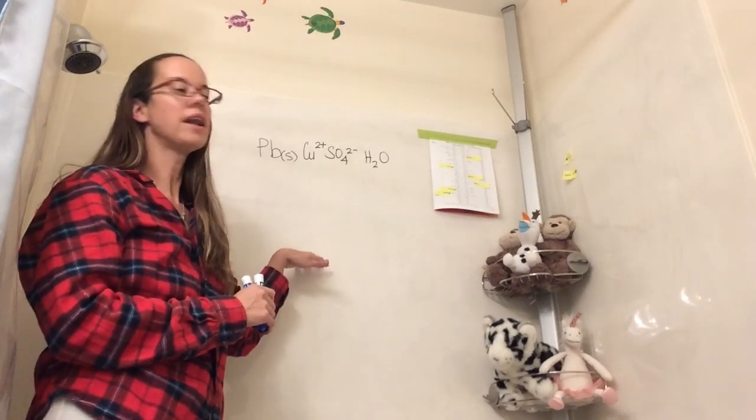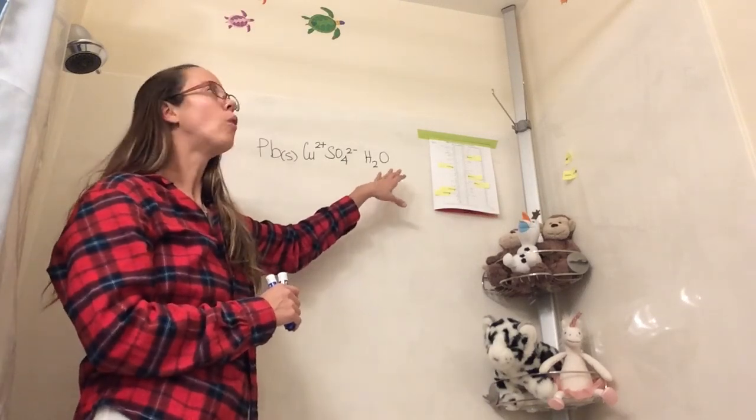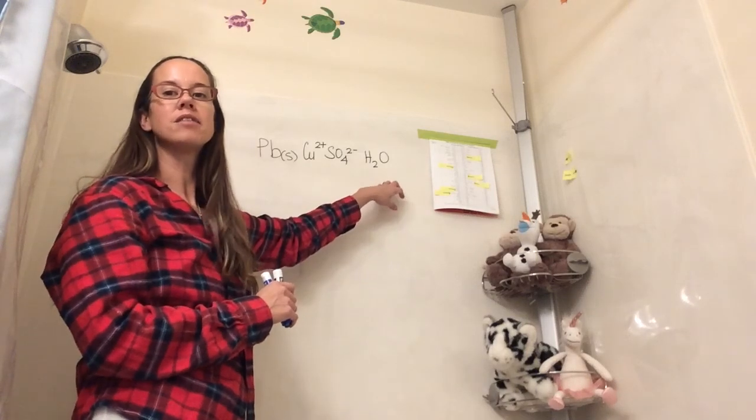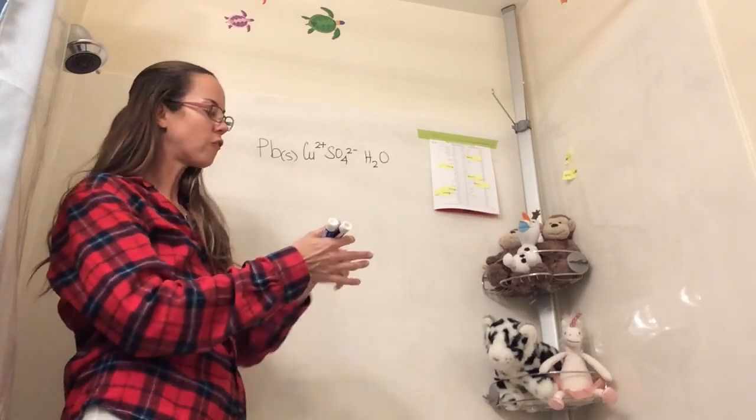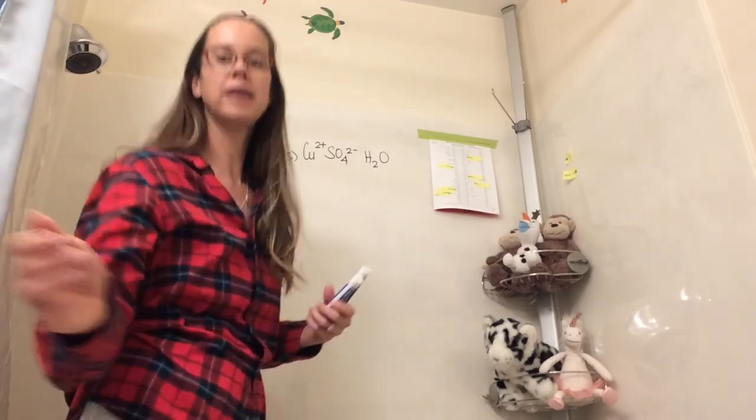Always check that. If you have water, remember, water is always going to be an entity in a solution. It is both an oxidizing agent and a reducing agent, so watch out for that. So let's go ahead and look at page 7. I've already mapped it out for us.